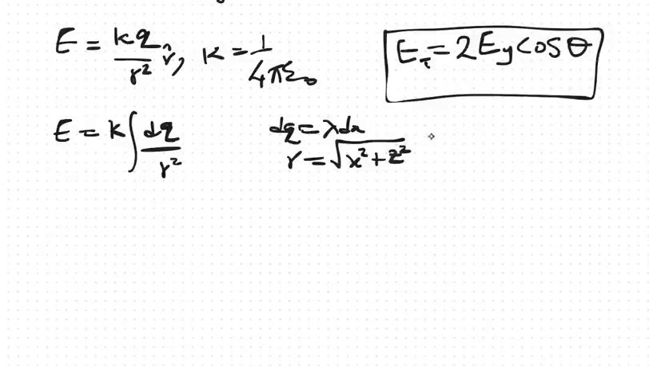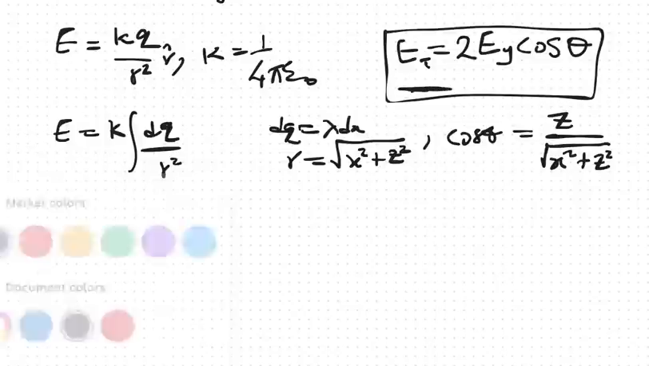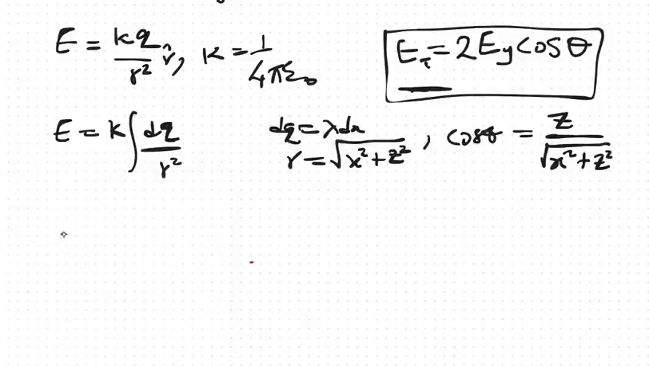So we can say that cos theta is equal to z divided by the square root of x squared plus z squared. So substituting all this back into this equation, we can say that our total electric field will be E.